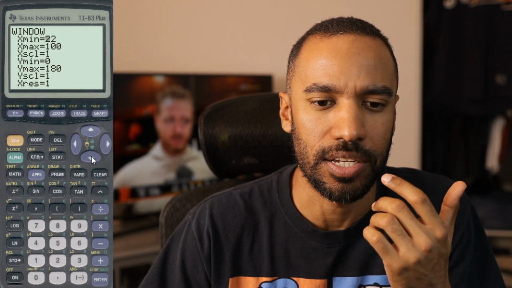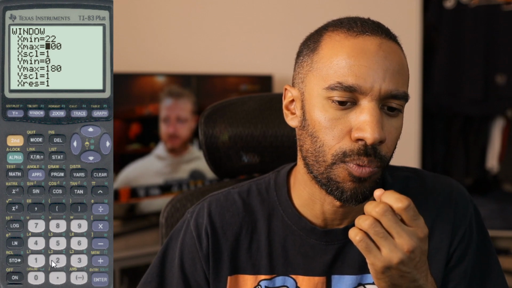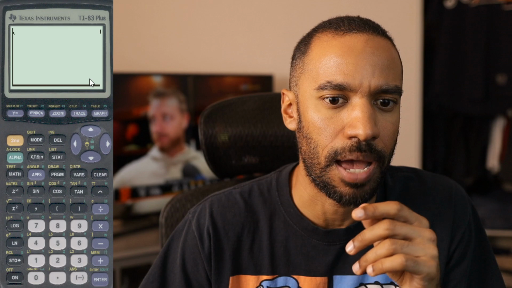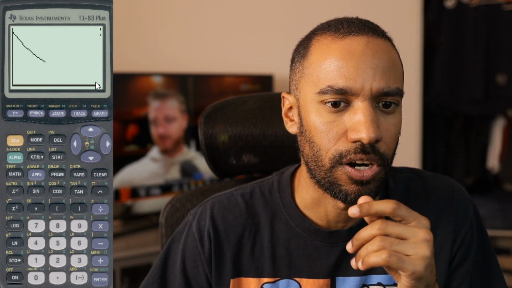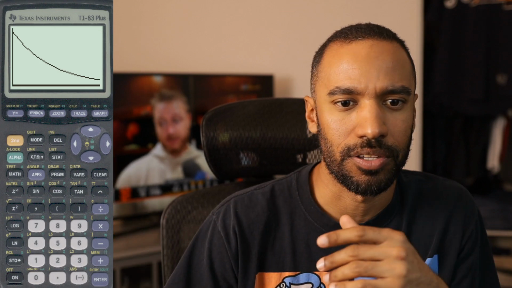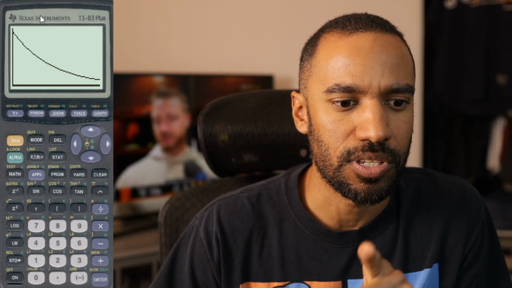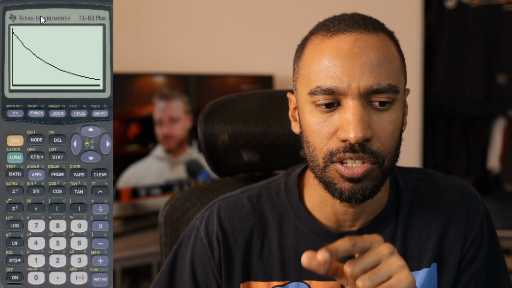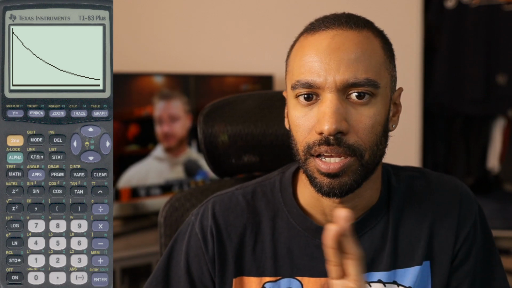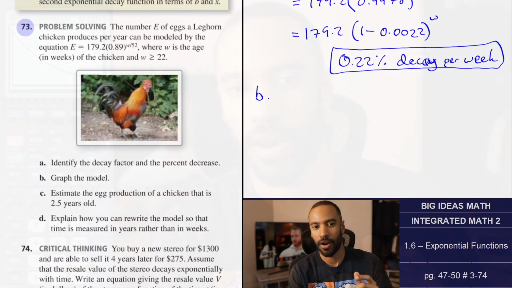If I really stretch out the time here, let's go several more weeks. Remember, that's 22 weeks. Let's go to 1,000 weeks and kind of see what happens. So you'll notice more of a curve this time because it starts to get more of that slope off. So there it is. Now, I still need to estimate. It says estimate the egg production of a chicken that is 2.5 years old. They don't say use the graph to do it, so I ain't gonna. So I'm skipping B. You see a version of the graph. This is after 1,000 weeks. So there's that.